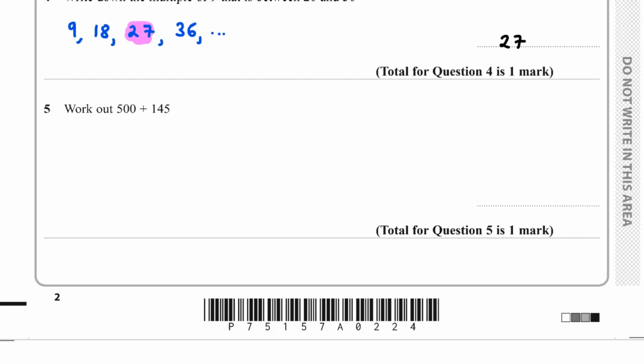Question number 5. Work out 500 plus 145. 500 plus 100 is 600. Add another 40, that's 640, and adding on another 5, we get 645.